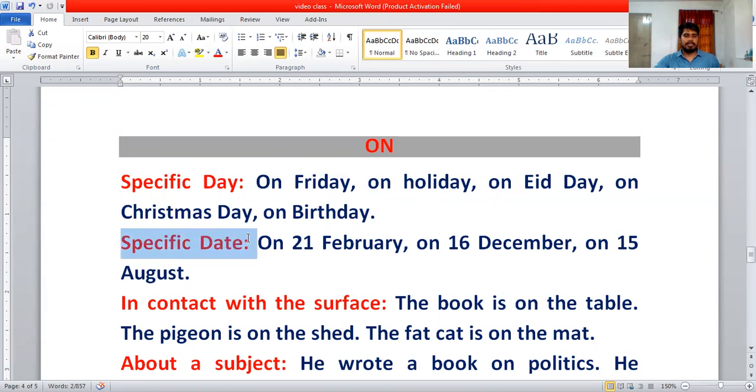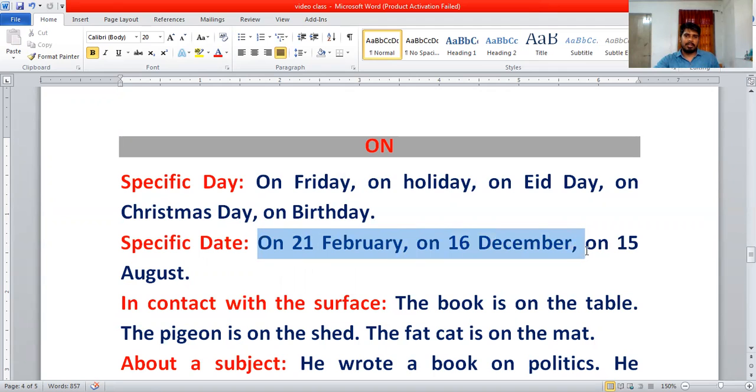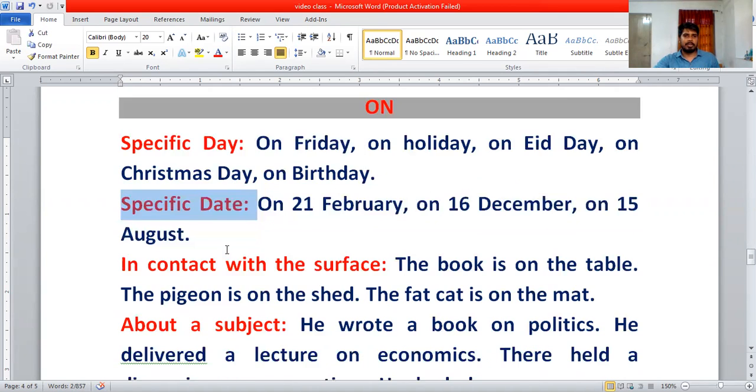Then to suggest specific date, we have to use the preposition on, such as on 21st February, on 16th December, on 15th August. Bangabandhu Sheikh Mujibur Rahman was killed on 15th August. We celebrate our Victory Day on 16th December. We observe our Shahid Day on 21st February. So to suggest specific date, we have to use the preposition on.